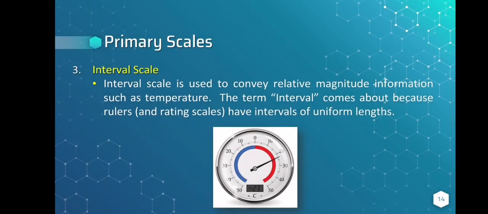The third primary scale is the interval scale. Interval scales are numeric scales in which we know both the order and the exact differences between the values. A classic example of an interval scale is Celsius temperature because the difference between each value is the same.